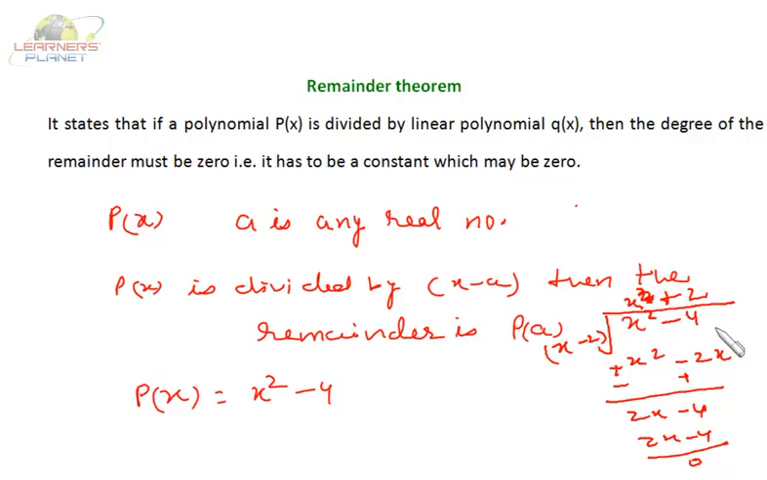So if I divide x square minus 4 by x minus 2, I'm getting 0 as a remainder. And according to the remainder theorem, the remainder must be p(2). So I calculate p(2), that is 2 square minus 4, that is 0. So we have proved this through an example. So we have to be clear that if p(x), any polynomial, is divided by x minus a, then the remainder is p(a).